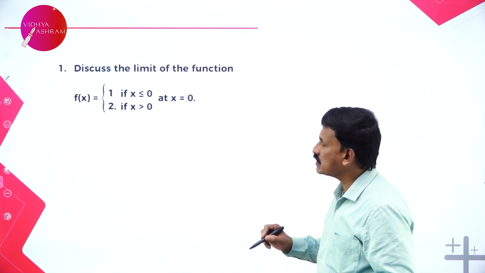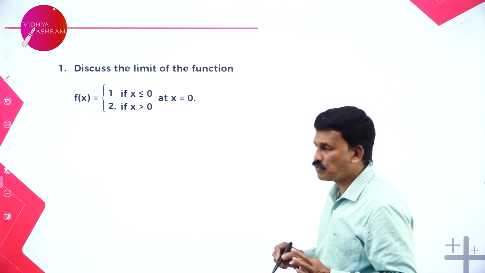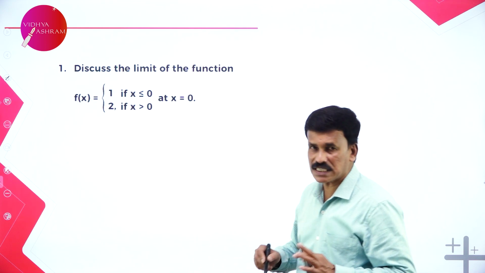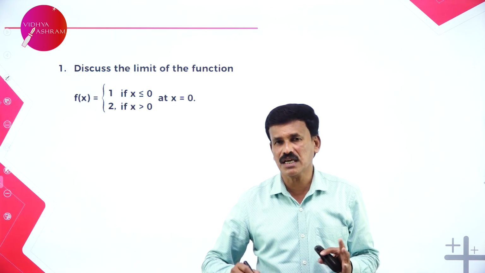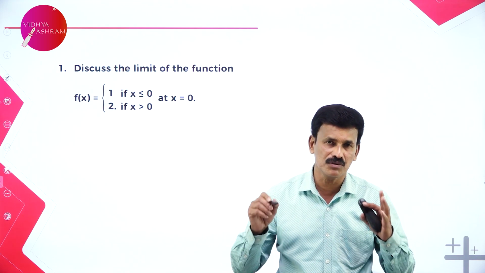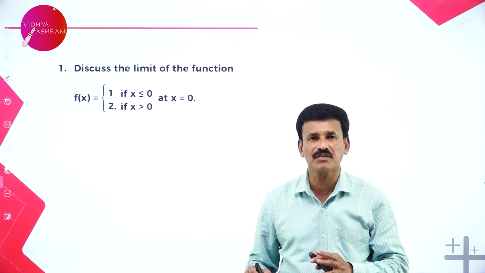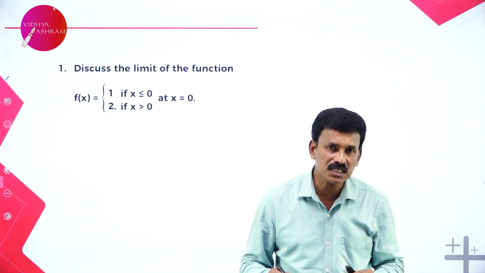Now let us discuss the first problem. Discuss the limit of the function. To verify whether the limit for this function exists or not, just find out the left hand limit and right hand limit. If the left hand limit and right hand limit at that particular value are equal, then we say that the limit of a function will exist. Otherwise the limit of that function does not exist.